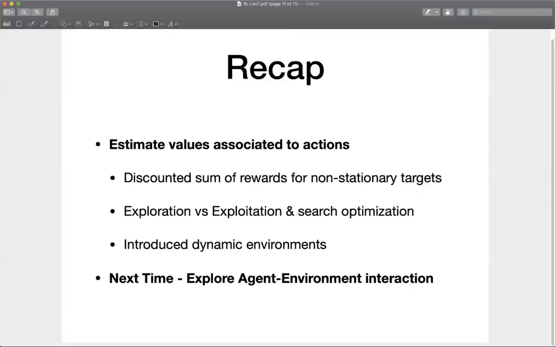Okay, stop the share. So today I talked about the discounted sum of rewards and how to hit a non-stationary target. We talked about exploration and exploitation, and I gave you two methods to optimize that searching. And at the very end, I introduced a dynamic environment that responds to you, this contextual bandit example. Next time we'll do the agent-environment interaction.